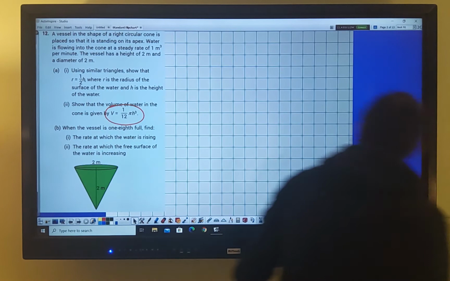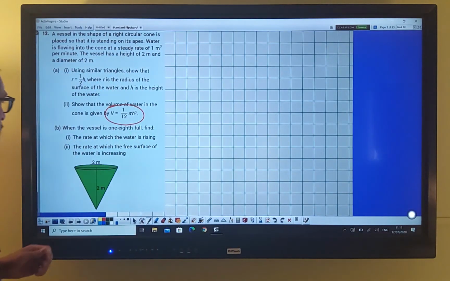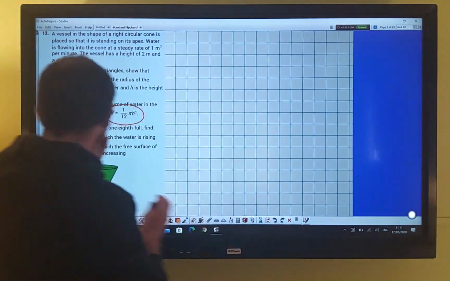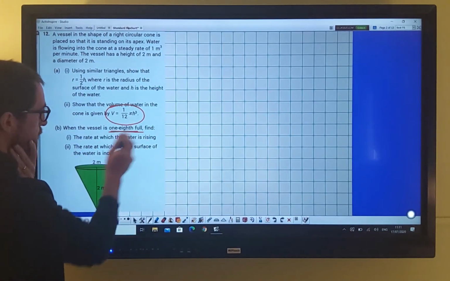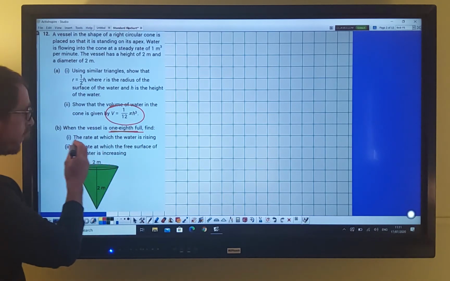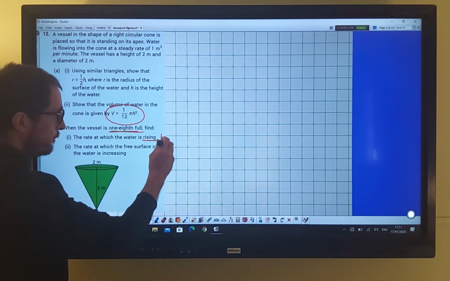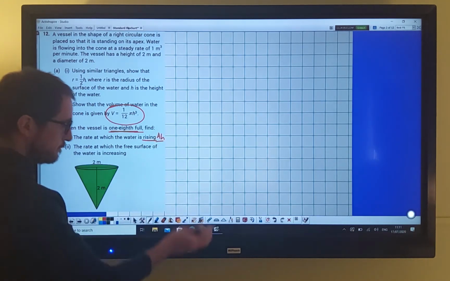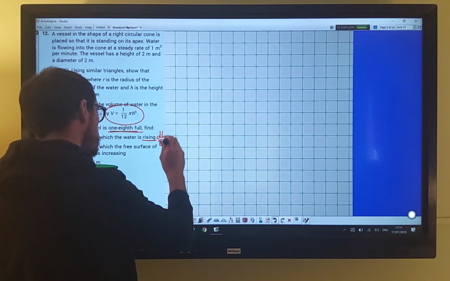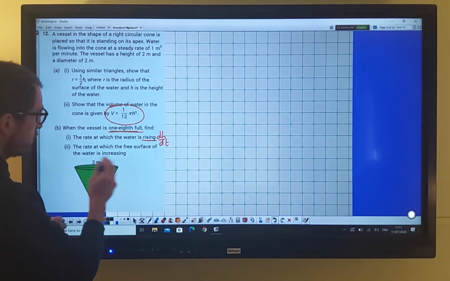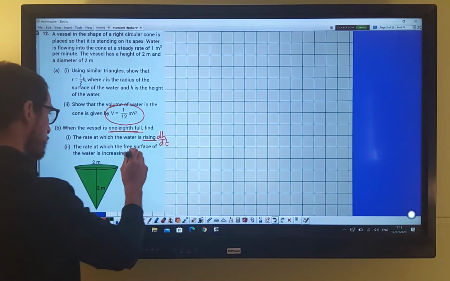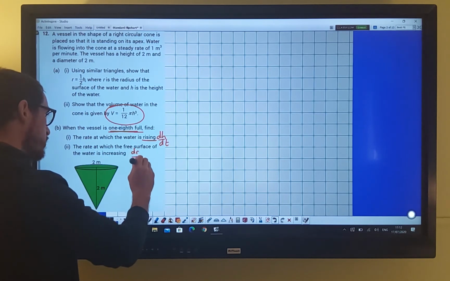Okay, now the next part there is when the vessel is 1/8 full. Now, when it's 1/8 full, that's the first part you need to look at, okay? So we need to figure out what its radius is when it's 1/8 full, because the rate at which the water is rising, that's your height, or dH dt. So what you've been asked to do here is that's dH dt. And the rate at which the free surface of the water is increasing. The free surface is the top of it, so that's the radius, okay? So that's dr dt is what you're looking to get.